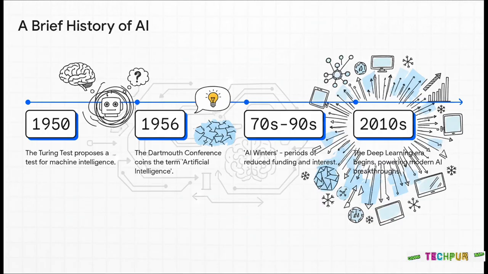The real game changer was the 2010s. This explosion didn't just happen out of nowhere. It was this perfect storm of three things. First, massive amounts of data from the internet. Second, super powerful GPUs from the gaming world that just happened to be perfect for AI math. And third, some key breakthroughs in the algorithms themselves. That's what kicked off the AI boom we're living in right now.